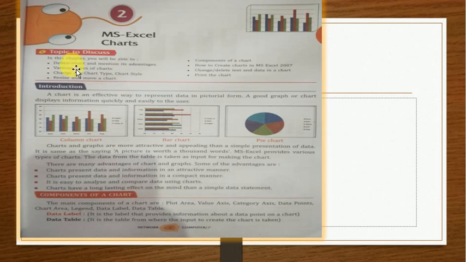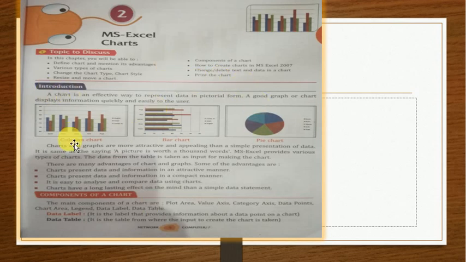So what we are going to study: first, define a chart and mention its advantages, that is, why it is useful. Second, various types of charts. Third, change the chart type, chart style, resize and move a chart, components of a chart, how to create charts in MS Excel 2007, change, insert and delete text and data in a chart, and print the chart. So this is all we are going to study.